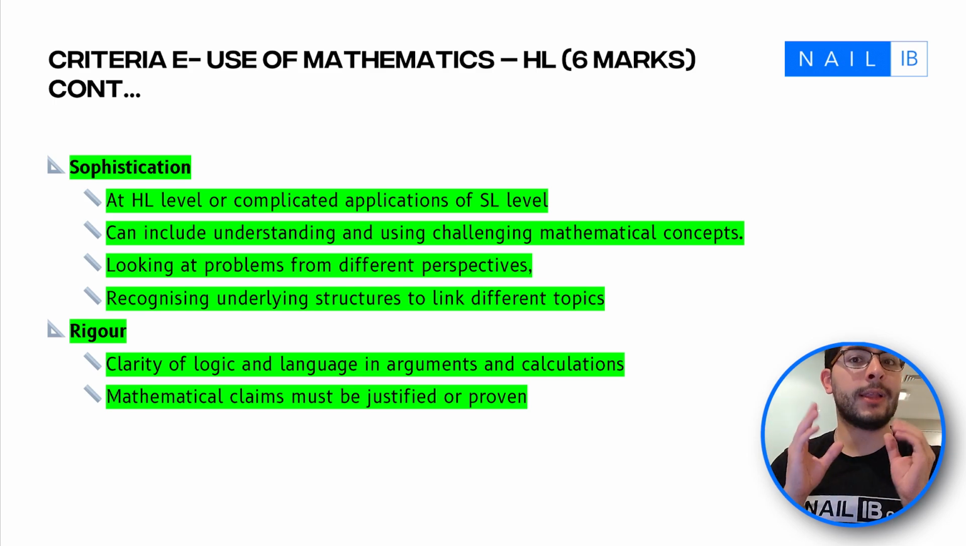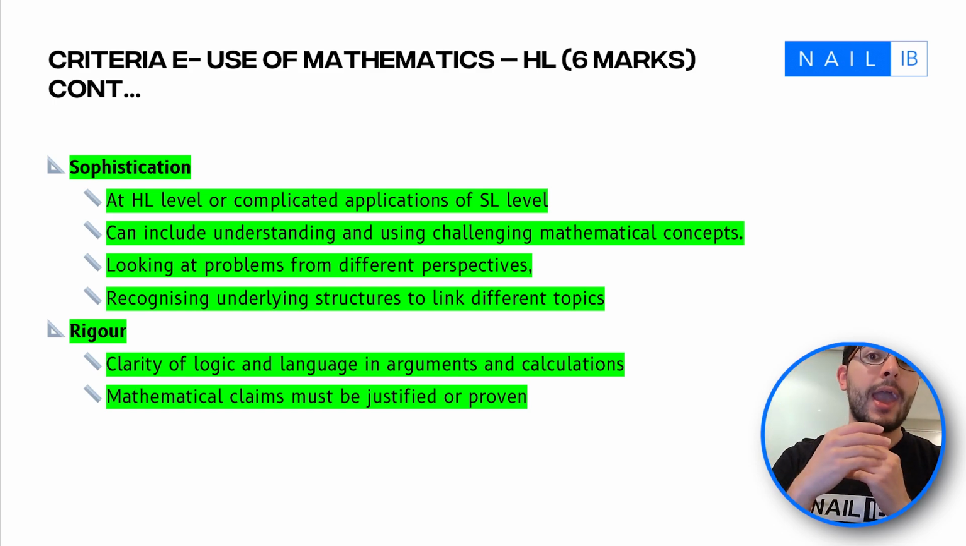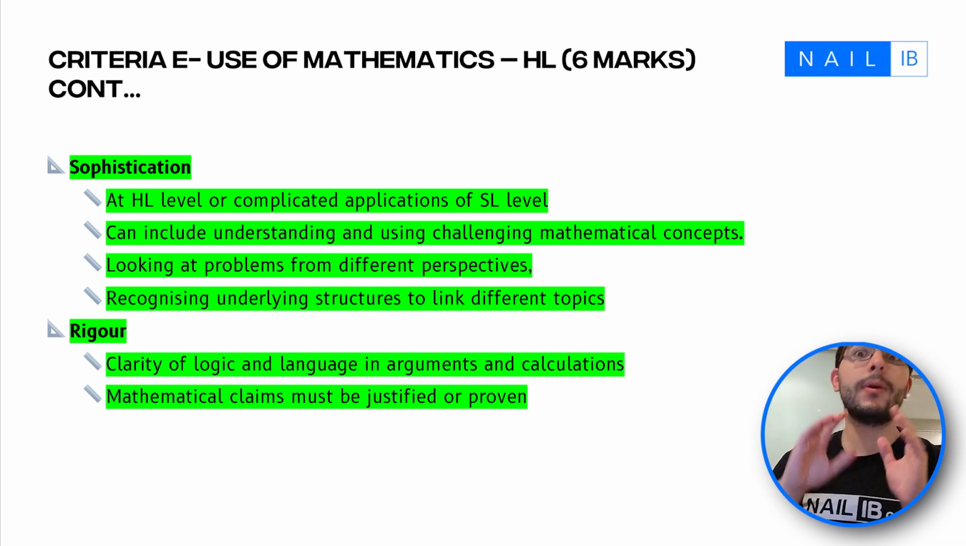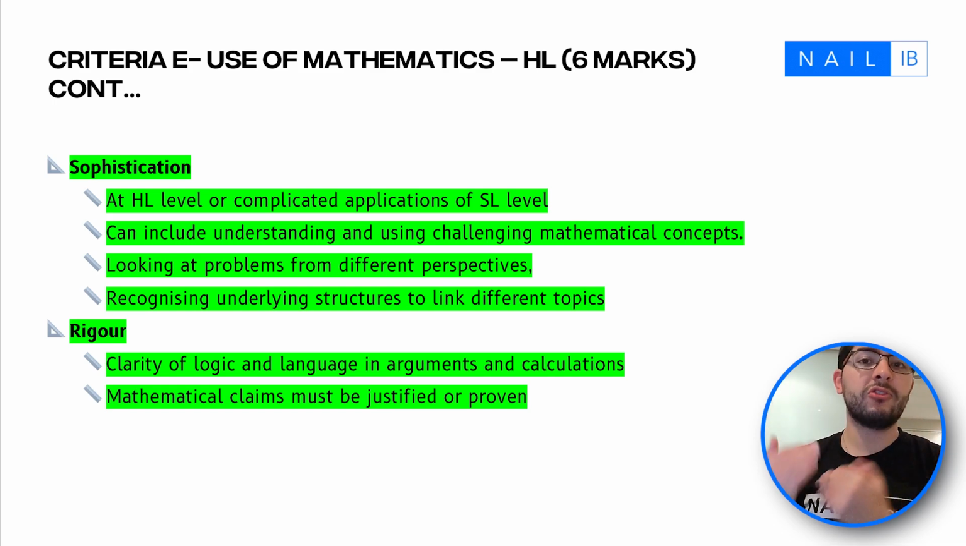Now, you also need to have a level of rigor. And that means you need to have clarity of logic and language in arguments and education. That means you need to be very clear with what you are doing, and it needs to have a good level of foundation. And all your claims should be justified and proven. That is very, very important. If you're going to make a big claim, you need to justify it somehow.